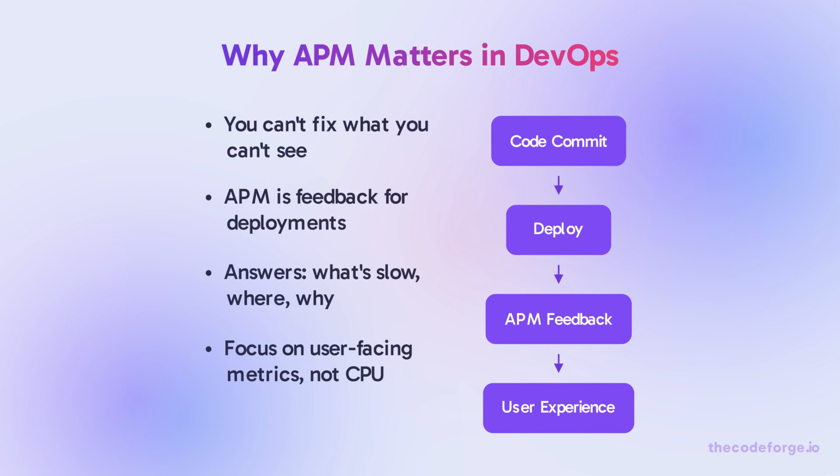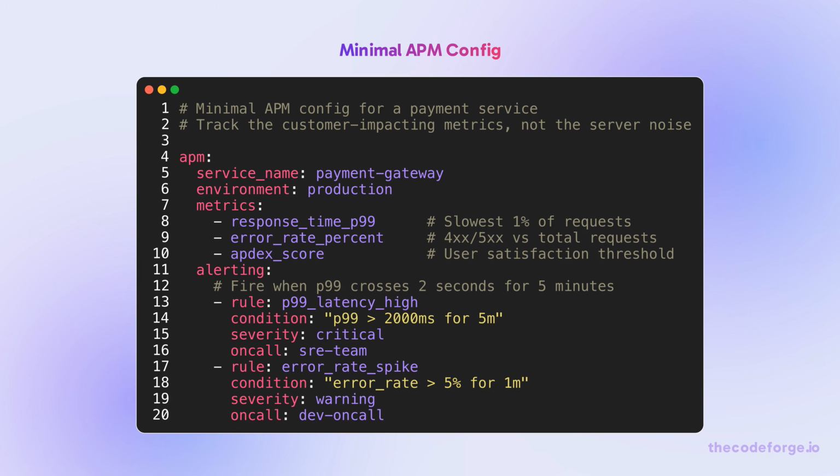APM is the feedback mechanism that tells you whether your last deployment improved anything. It answers the 3 questions that matter. What's slow? Where is the slowness happening? Why is it happening now? Here's a minimal APM configuration for a payment service. It tracks p99 latency, error rate, and Apdex score with alerts that fire on user-facing thresholds, not CPU.